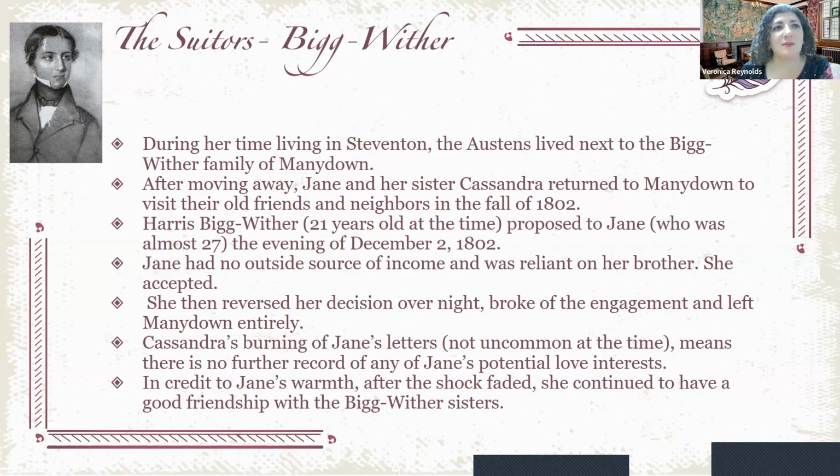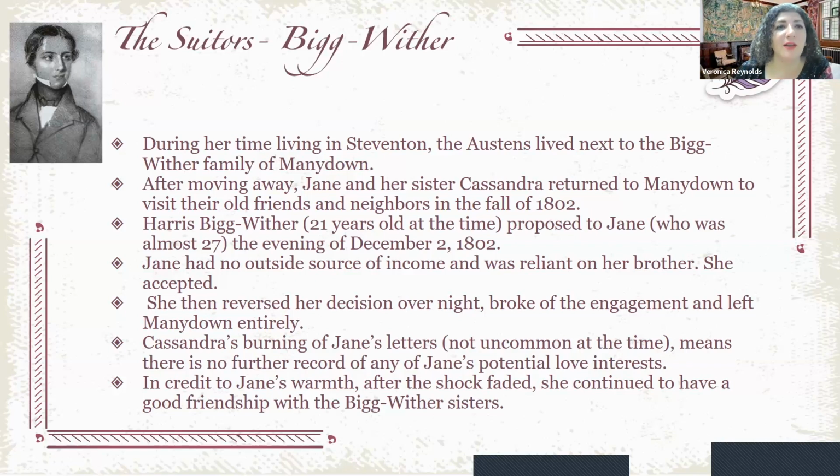Jane is conflicted because she has no income. She's relying on her brother at this point, so she accepts. And then she immediately reverses her decision overnight. She breaks off the engagement in the morning, and they leave town. Like, they get in a carriage and they disappear. She beats a track with her sister. They get out of there.